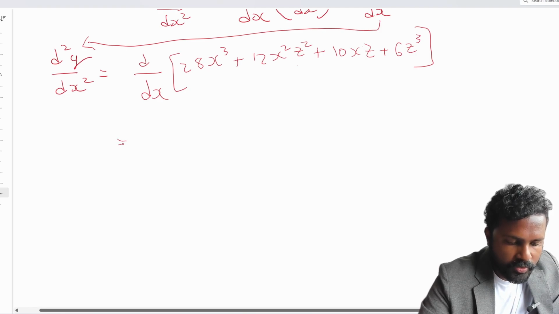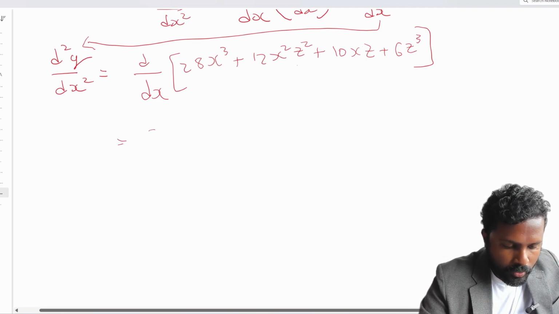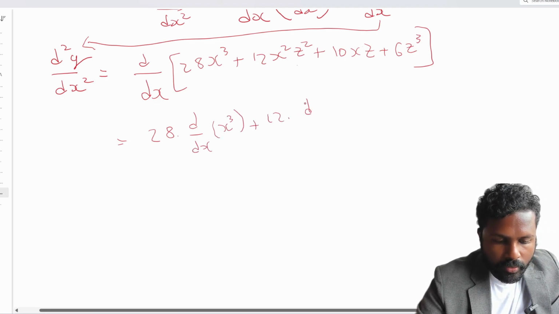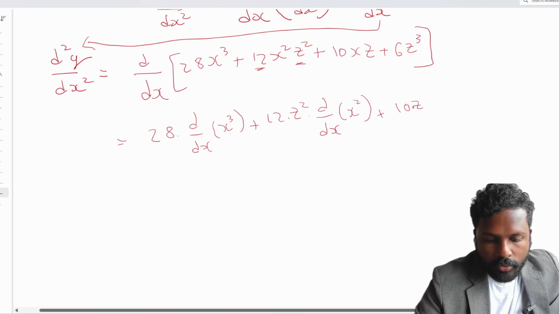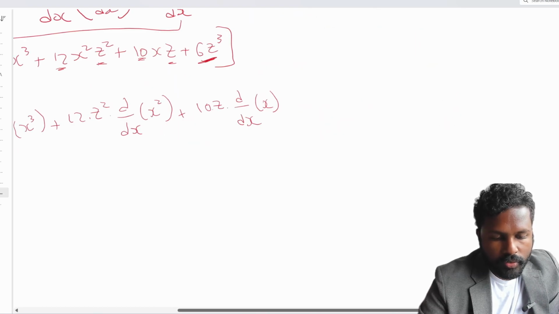Now if you solve each individual term, the first one will become 28 times d by dx of x cube plus 12 times d by dx, here 12 and z square both are constant. So 12z square times d by dx of x square plus 10 and z are both constant. So 10 into z times d by dx of x plus 6z cube is a constant. So d by dx of 6z cube will be 0, guys. I just simply write it down. 6z cube, this is completely 0.